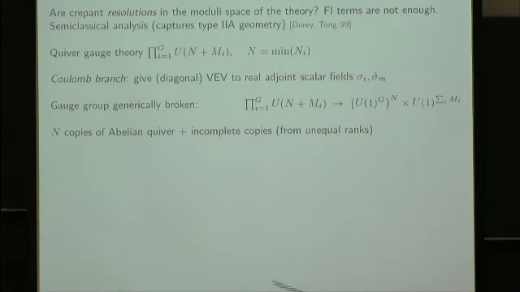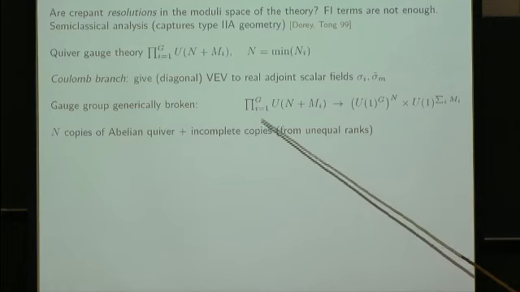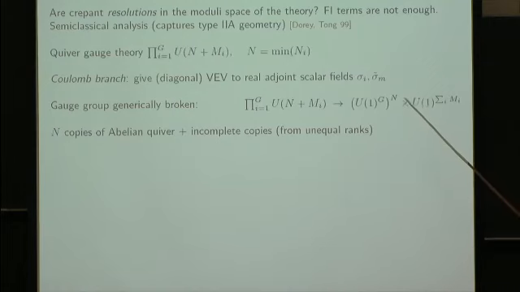In particular, in the gauge theory, if we take this sigma i among the different groups to be equal, so we take a diagonal configuration in which in each gauge group we take the same sigma, but along gauge directions they can be different, then really the theory is broken to n copies of the abelian quiver, and then there will be some incomplete copies.